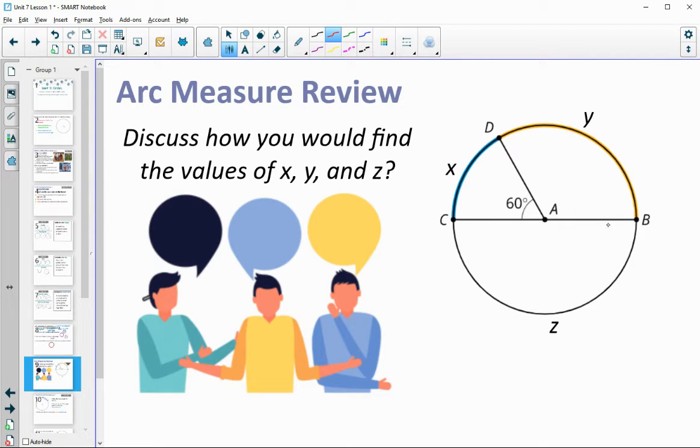A diameter cuts the circle in half. So we know that this whole angle here is 180 degrees. So we could subtract 60 to get the other portion of it. So we know that this is going to be 180 minus 60. And then this arc over here from edge to edge of the diameter, that's going to be a 180 degree arc, or half the circle.